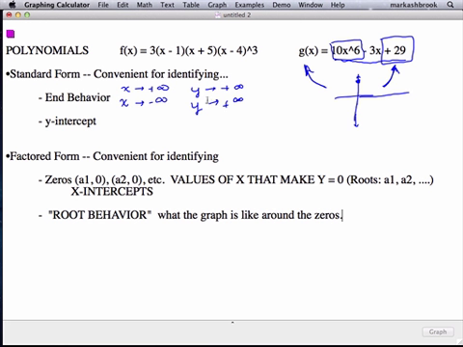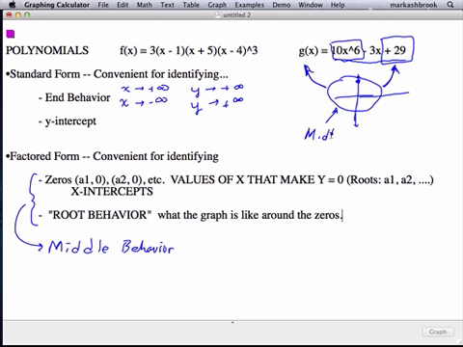Together, both of these are... so standard form is primarily, you get the leading term for end behavior. Factored form gives the zeros and the roots and the root behavior, which is called middle behavior. Meaning, what's happening in the middle of the graph when x is not super large and not super large negative. That's middle behavior. So we're going to put it all together today.